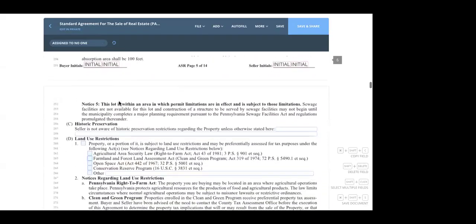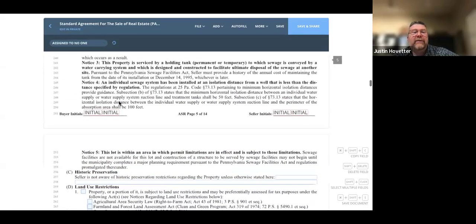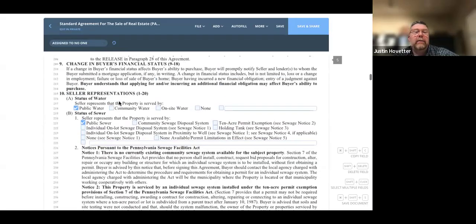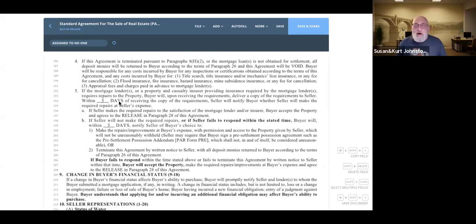But the question was, what if they waive inspections? Is that right, Kurt? So they waive inspections. Doesn't matter. We have to allow that inspector, that's required by the mortgage lender or property and casualty insurance, providing insurance required by the mortgage lender. Yeah, that was where I was getting a little hung up.